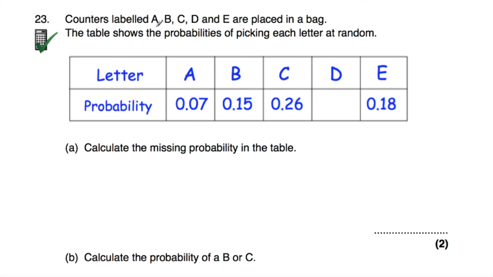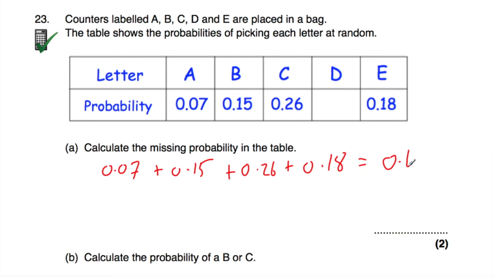Now we know that if the counters are labelled A, B, C, D, and E, these are all the letters. So that means that these probabilities would have to add together to be 1. So let's add together the probabilities that we know, these 4 probabilities, and then get that answer and take it away from 1. And that'll be the probability that we're missing, the probability for D. So 0.07 plus 0.15 plus 0.26 plus 0.18. And when we add those up, that's what we get, 0.66.